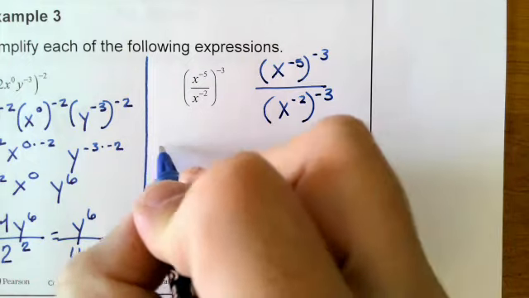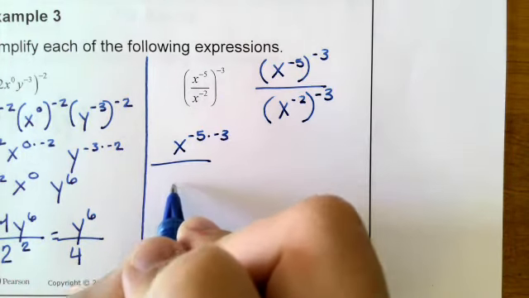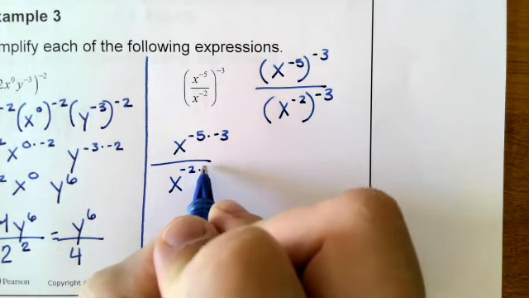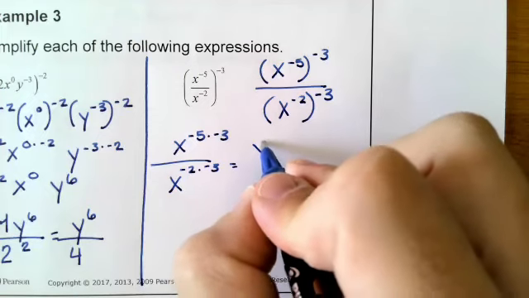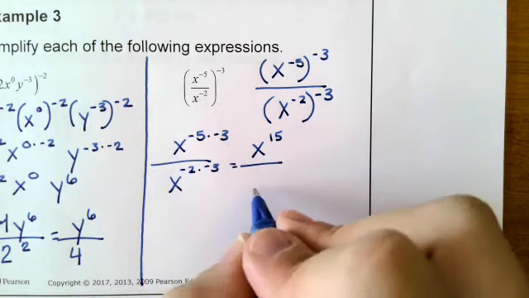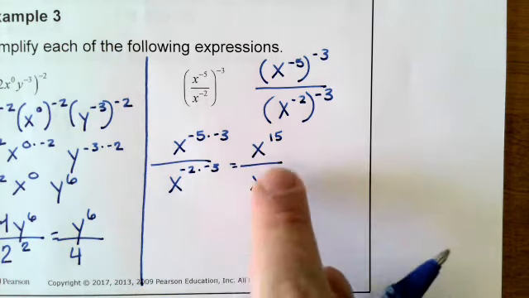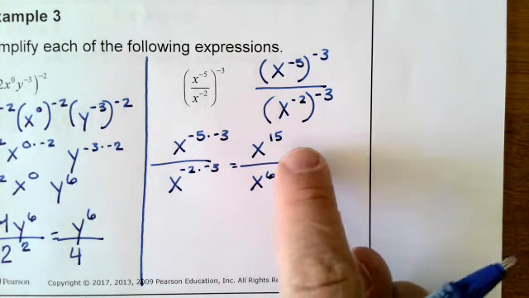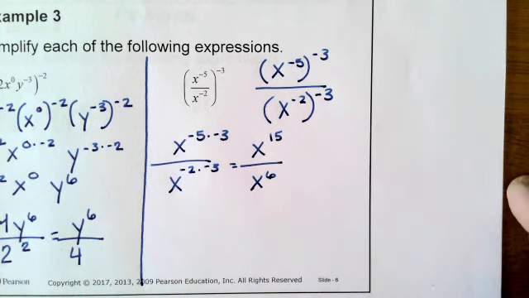All right, x to the -5th times -3rd over x to the -2 times the -3rd. 5 times 3 is 15, right? So we have x to the 15th over 2 times 3 is 6, x to the 6th. Okay, and remember, if you picture this, it's 15 x's being multiplied, right? And then down here, it's 6 x's being multiplied. So how many can we cancel out, right?